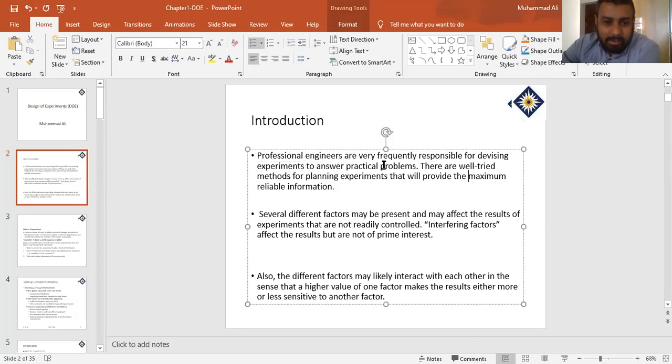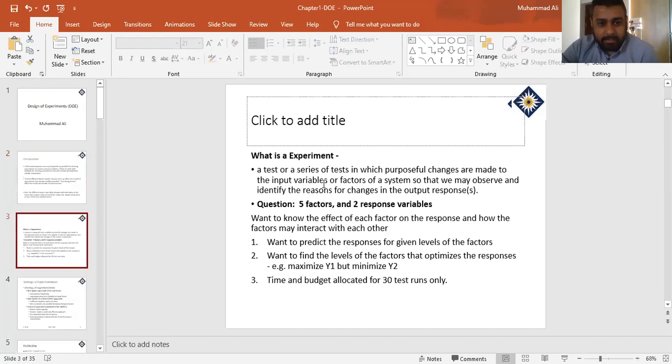So in that regard, we have to design the experiments to answer the practical problems. At every stage, at every point, you will see that experimentation is needed. On the other side, as I told you in the last lecture, for the master's degree also you need a lot of experimentation for your research and publications and so on. So that's why we need a lot of experimentation.